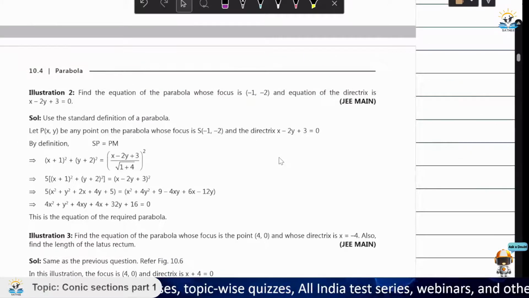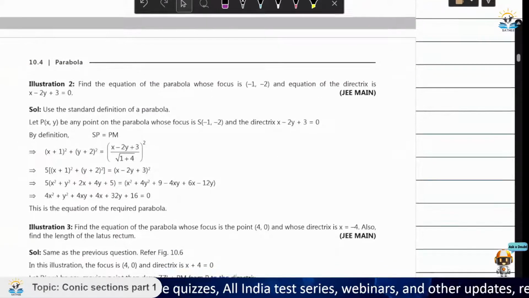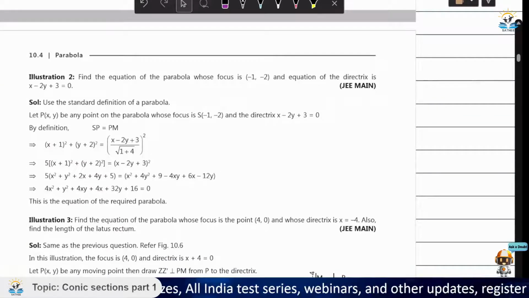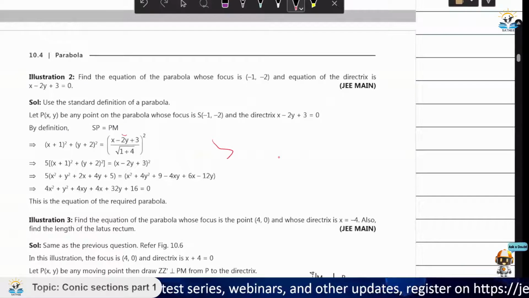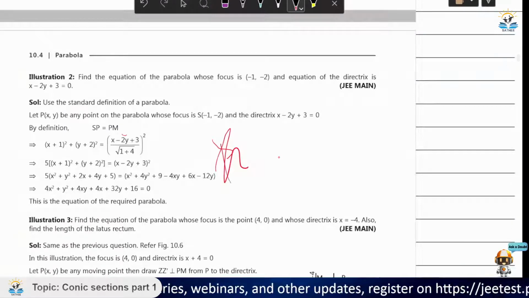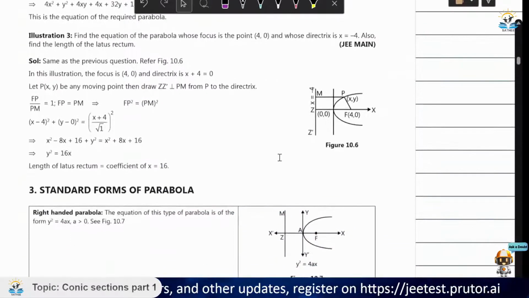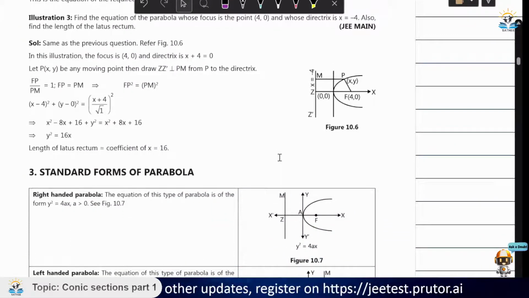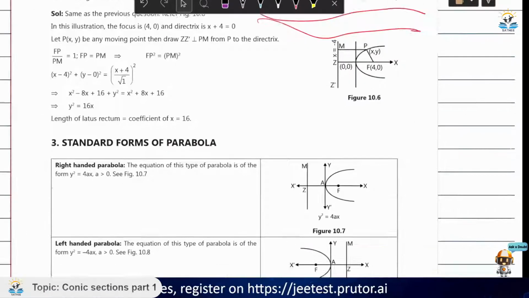Let's see another illustration. We have: find the equation of the parabola whose focus is this, and the equation of the directrix. Very easy question. SM is equal to PM, SP is equal to PM. The distance from the focus is equal to the perpendicular distance from the directrix. We'll solve and get the answer. Very easy again, guys. Similar question.